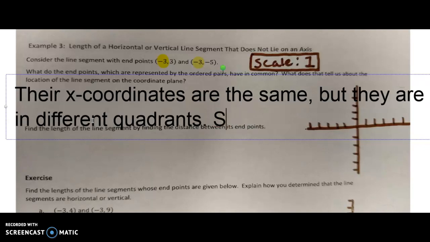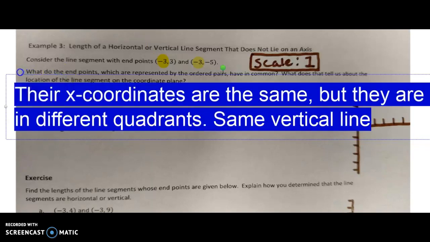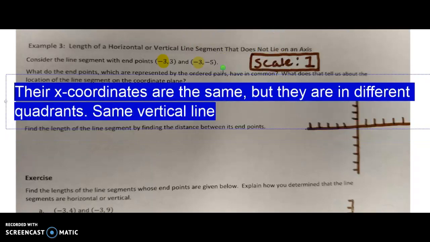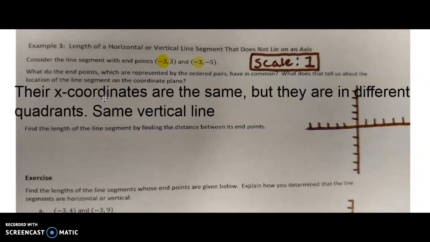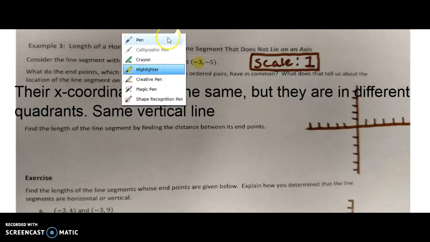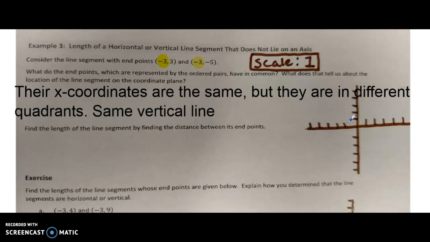They are on the same vertical line. I'm going to make this a little bit smaller just so we don't get in the way of our graph here. Okay. Find the length of the line segment by finding the distance between its endpoints. So we've been following two steps. We've been actually graphing, so let's go ahead and do that.